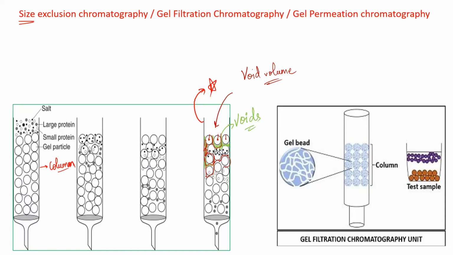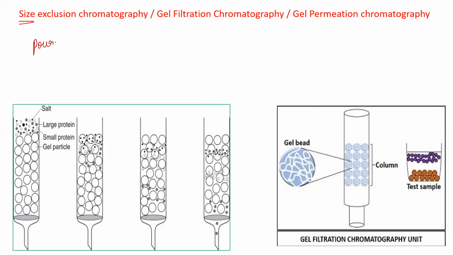Now we will start with how things work in size exclusion chromatography. If you have a protein extract and you pour that protein extract on the beads, pouring is the word that we use here in chromatography. Pouring of your sample is also known as loading of your sample. So you load your sample on the polymeric bed, or the bed of the stationary phase.